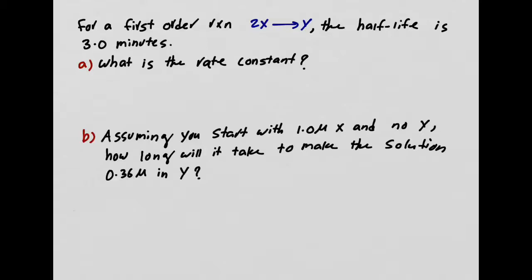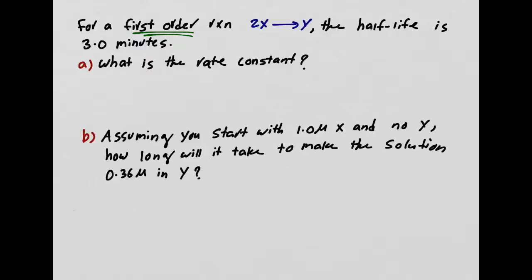For a first order reaction, 2X going to Y, the half-life is 3 minutes. What is the rate constant? Okay, let's do this problem together. Actually, no, you do it first and then check it with me. So it's a first order reaction. That's good, I give it to you. Half-life is given. They said, what is the rate constant?